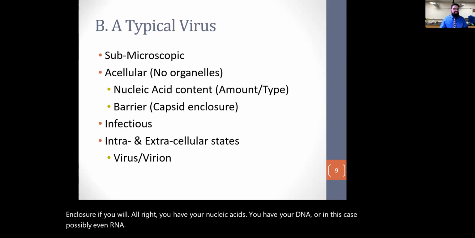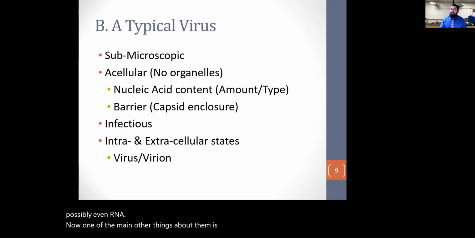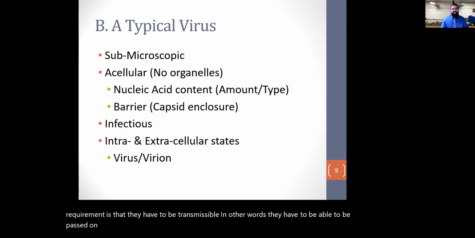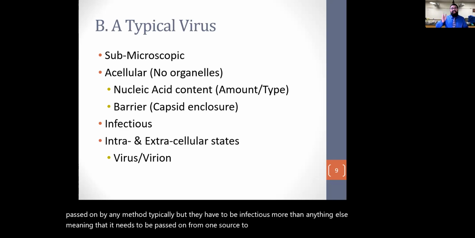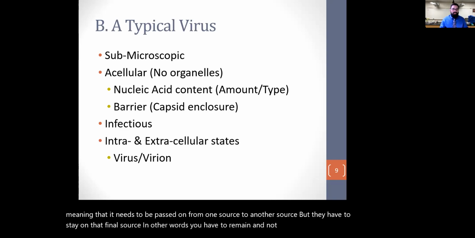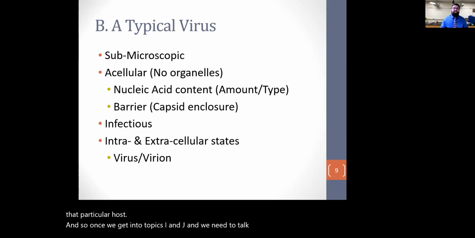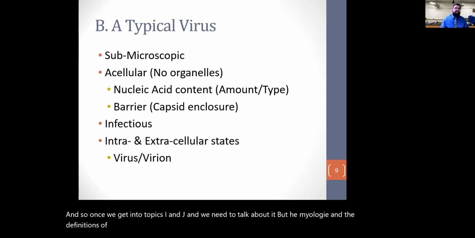Now, one of the other main things about them is that their main requirement is that they have to be transmissible. In other words, they have to be able to be passed on by any method typically, but they have to be infectious more than anything else, meaning that it needs to be passed on from one source to another, but they have to stay on that final source. In other words, they have to remain and not be eliminated by that particular host. And so once we get into topics I and J, and we talk about epidemiology and the definitions of contagious versus infectious, we'll get into more of those details.